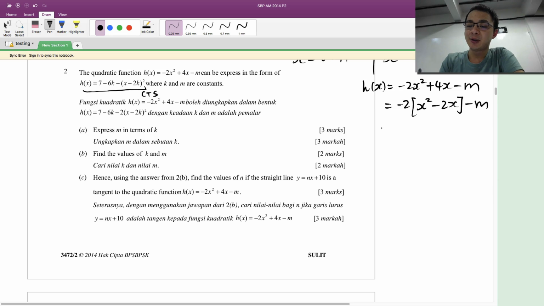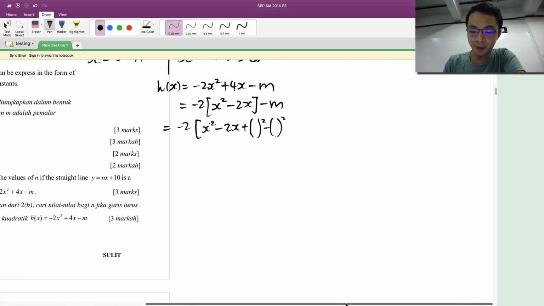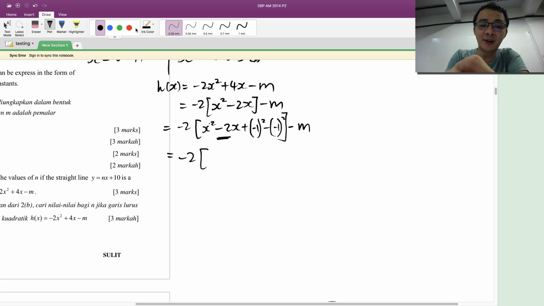And then minus m. Then what I do next is I will copy the first two terms here, x squared minus 2x, and then I will plus something squared minus something squared, and then I will minus m. The something squared over here should be b over 2. My b is negative 2, so negative 2 divided by 2 is negative 1. The minus m is outside the bracket. Negative 2 bracket, and then over here I will combine the first three terms, so it will become x minus 1 squared.